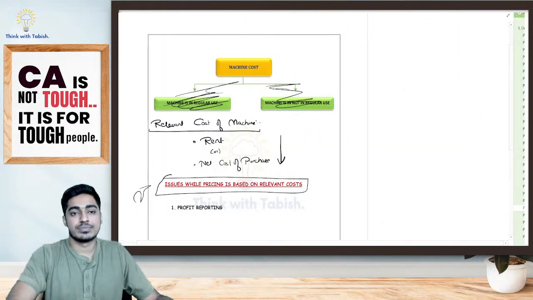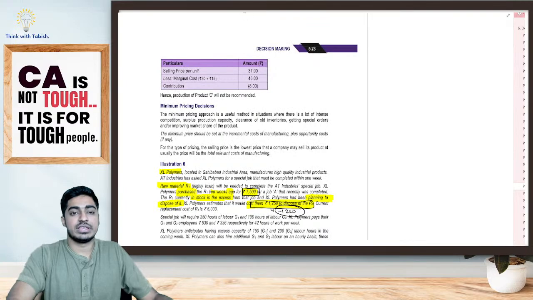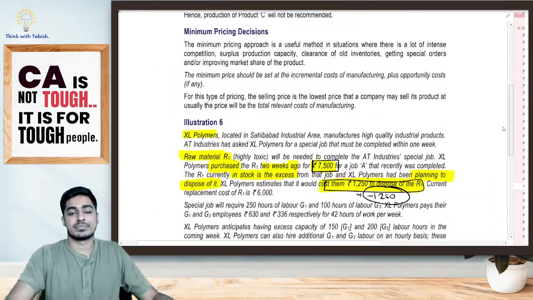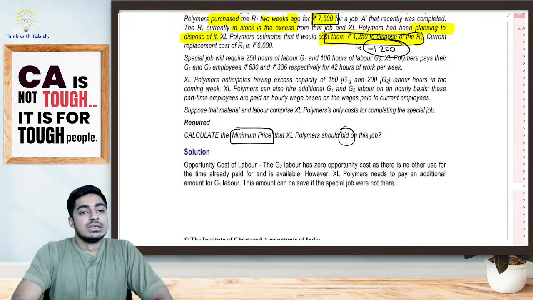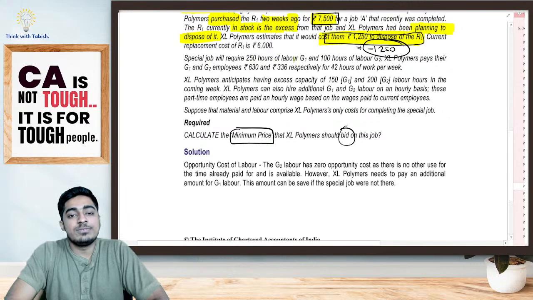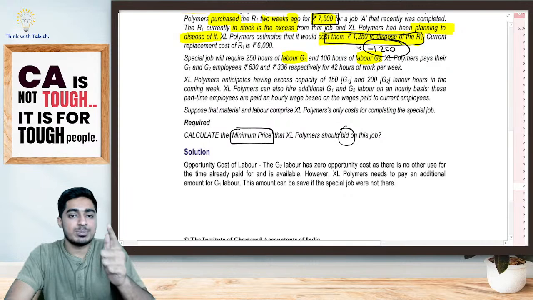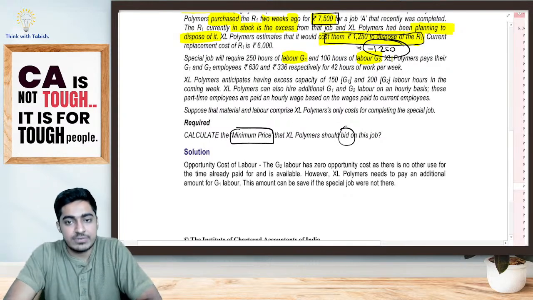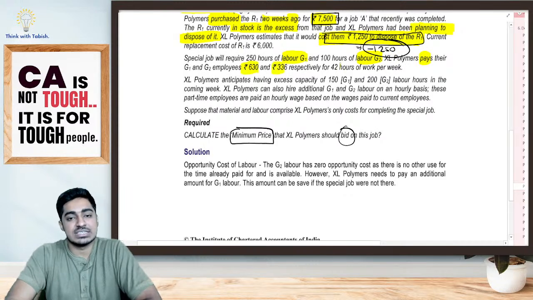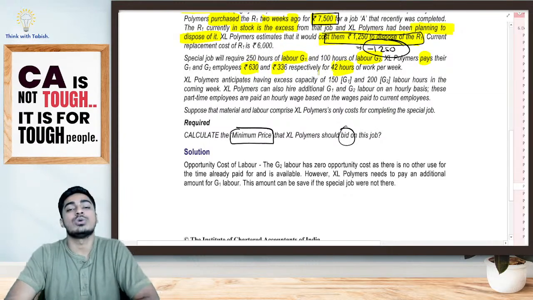Now, look at the next paragraph. We will read the question, discuss it later on. The special job will require 250 hours of G1 and 100 hours of G2. To do the job, we want G1 grade employees and G2 grade employees. How many hours are required is also given. Excel Polymers pays their employees 630 and 336 for 42 hours. In a week, it is paying 630 rupees and 336 rupees for 42 hours of working.